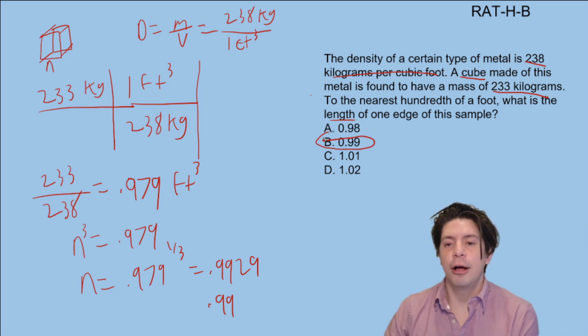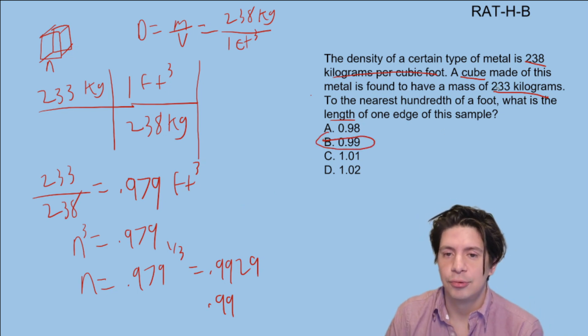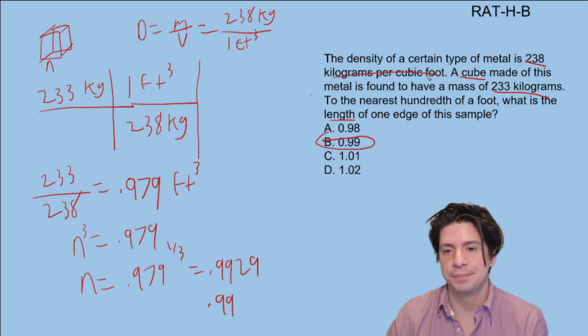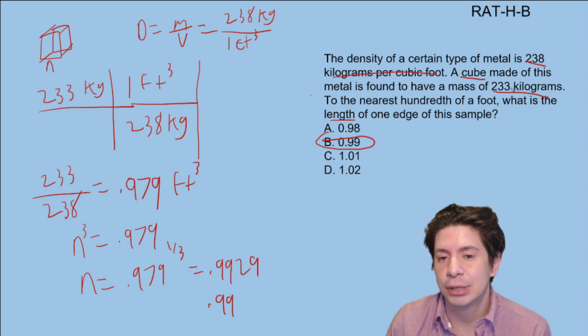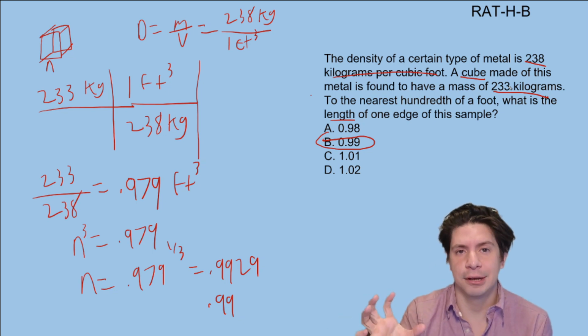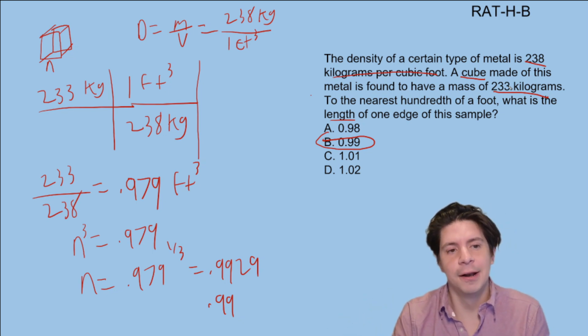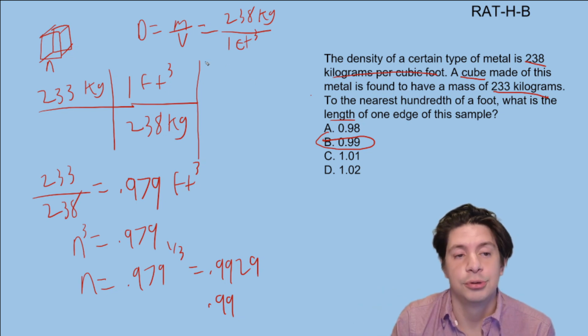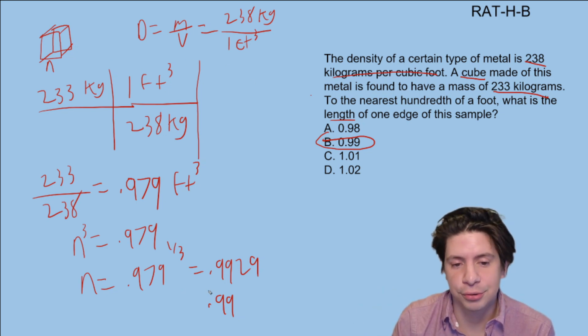So it's complicated because we're dealing with density, which has 2 units, right? Kilograms and cubic feet. And then we have to use the mass that we're given to find the volume of this object, which is more simple once we get there. But the big trick is to remember to convert the volume into length, right?